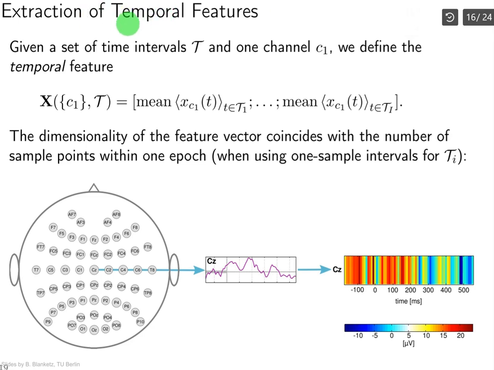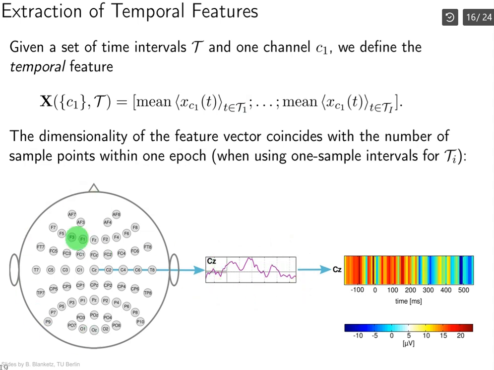Based on the notions that we use for defining feature vectors, now we can talk about temporal feature vector construction, or extraction of temporal features given data. For example, given a set of time intervals, T, and one channel C1, we can define the temporal feature as follows: X at channel C1 and time intervals ranging from 1 to I. So we can construct this as mean values, where the mean is taken across the given time interval defined by t to t1. And the dimensionality of the feature vector coincides with the number of sample points within one epoch. So one epoch means one time segment, one trial of data.